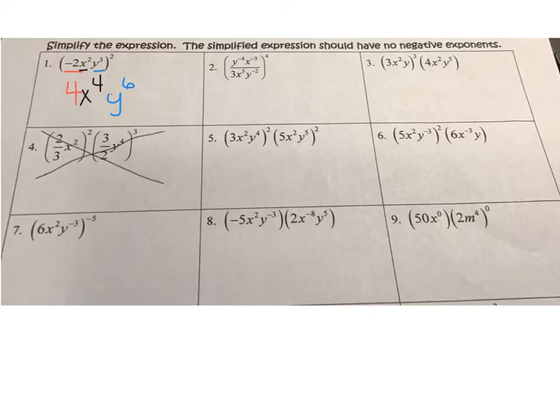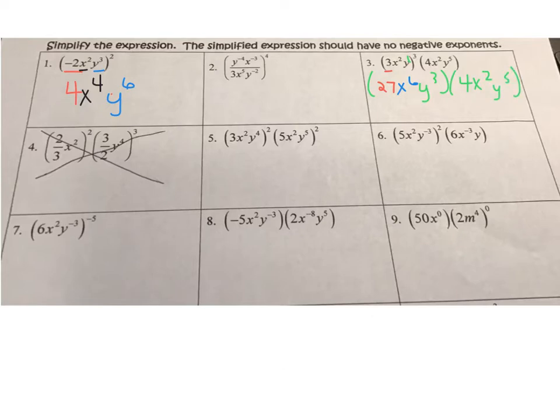Number 3, I got to do the first power to a power. So 3 cubed is 27. X squared to the 3rd is x to the 6th. There's an imaginary 1 on that y in the first parentheses. So 1 times 3 is y to the 3rd. Okay, I'm going to bring down the rest of the problem.